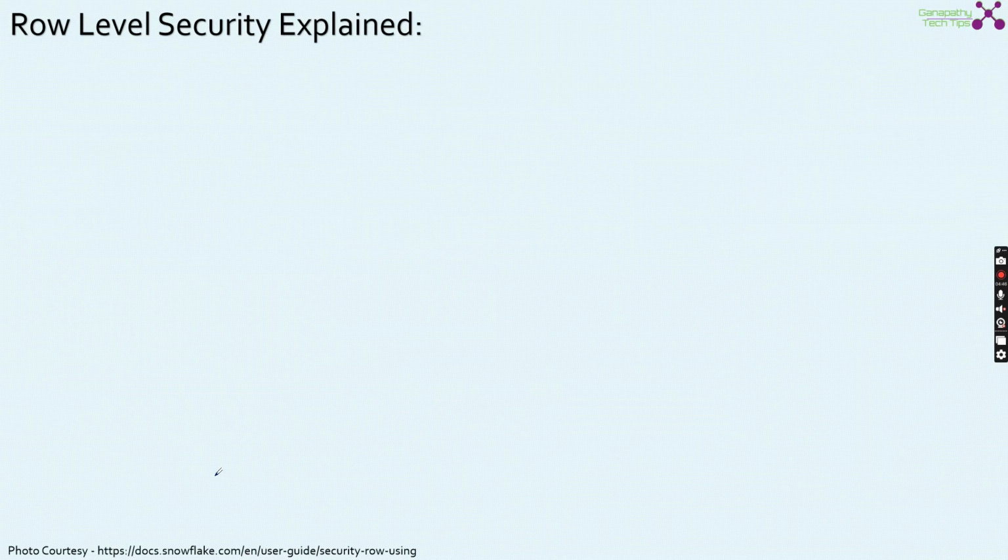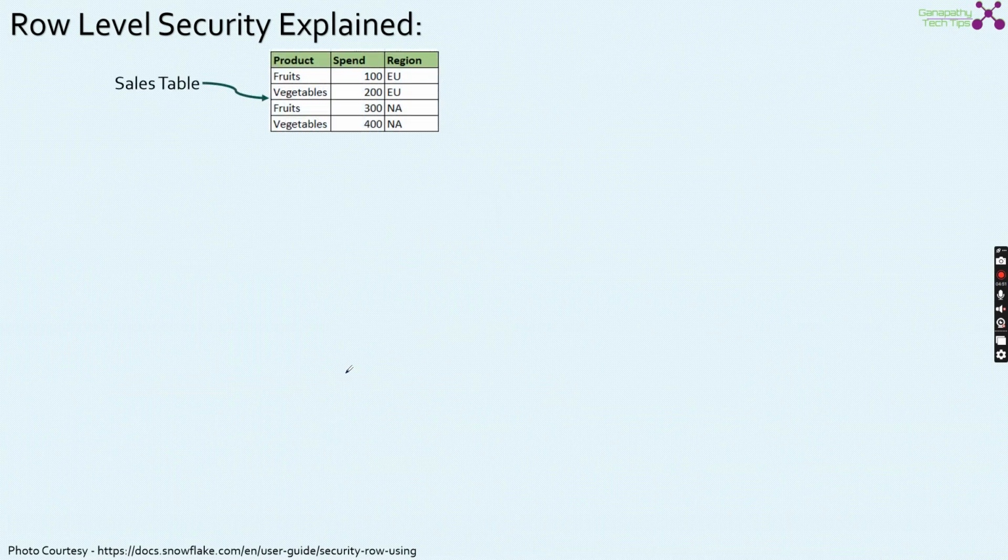Now we are going to see another example of how we can implement row level security. For this I am just taking a sales table. The sales table has product, spend and region. You can see fruits and vegetables, which are the sales that happened in a specific region. So for the EU region, this is the spend, and for the North America region, this is the spend.